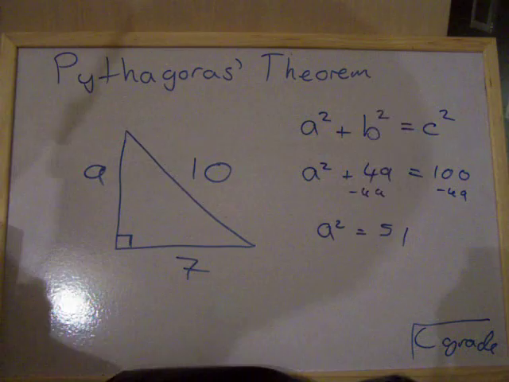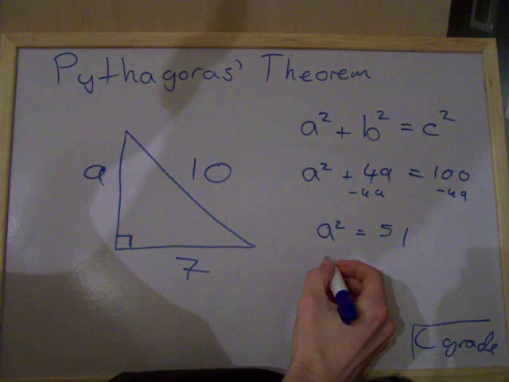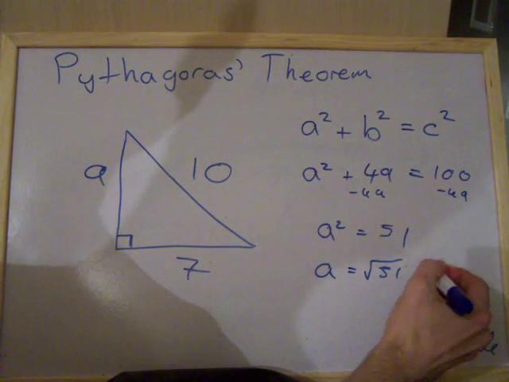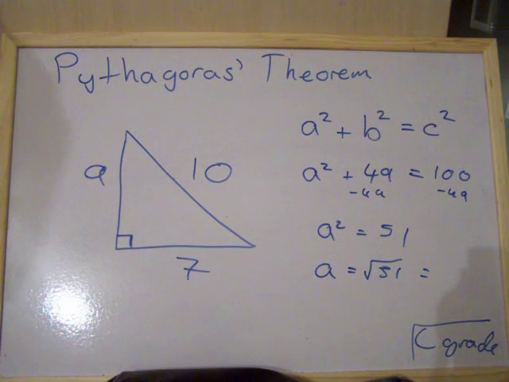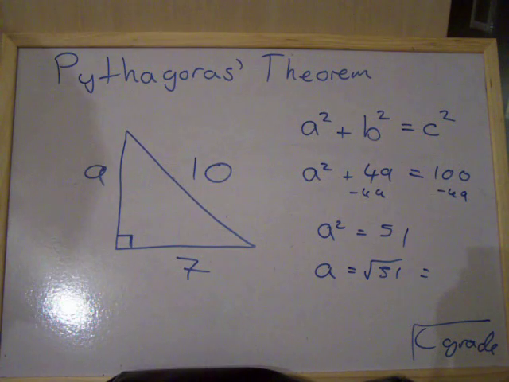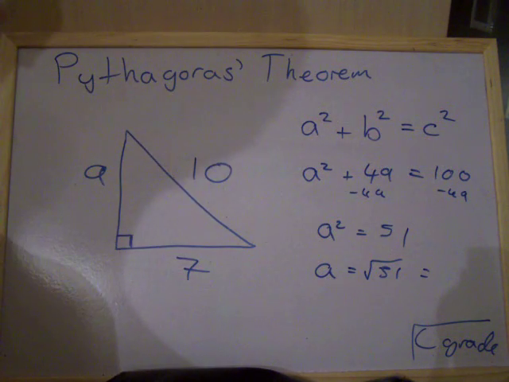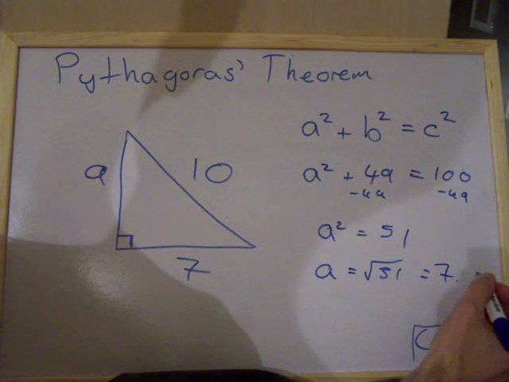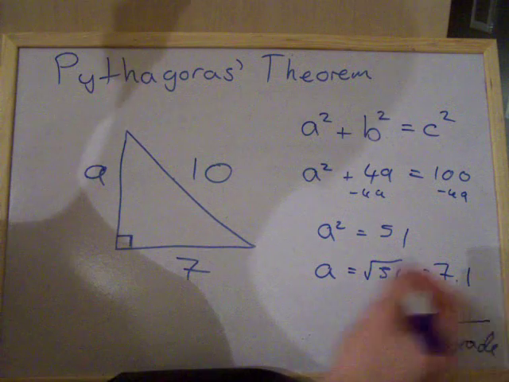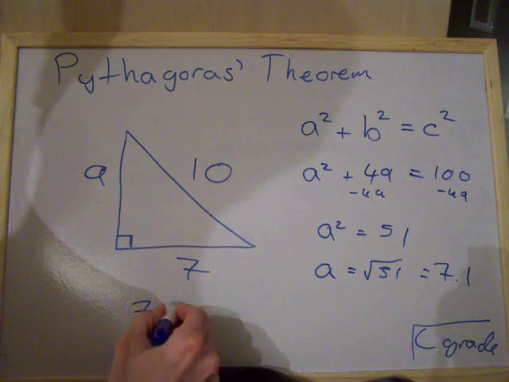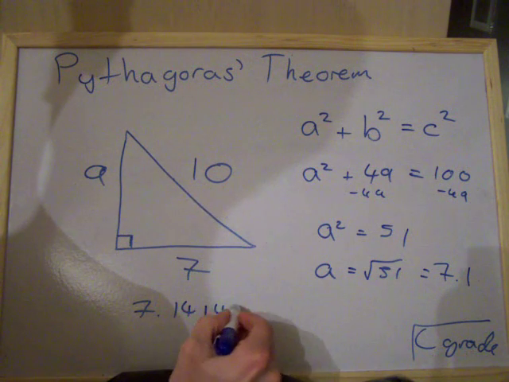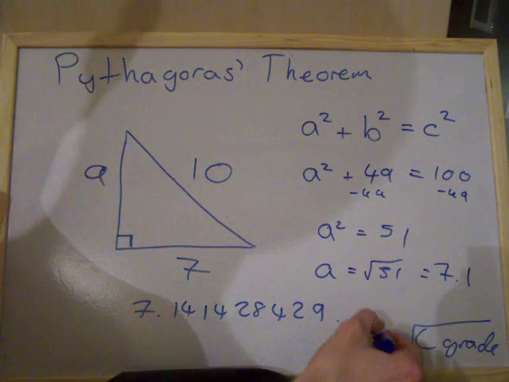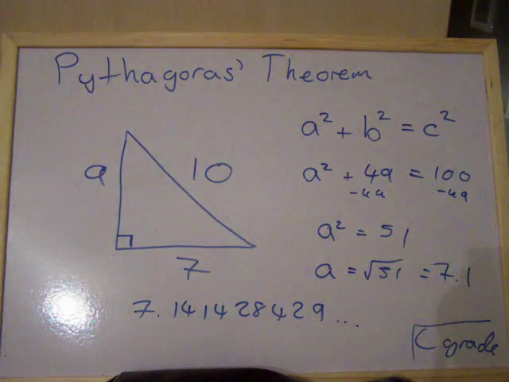Right, if A squared equals 51, you're not going to get any prizes this time, then A is going to be equal to the square root of 51, which is the square root button 51. We've got approximately 7 point, and to one decimal place it's going to be 7.1. However, the actual answer is 7.141428429, and that will also continue going on because it's irrational.